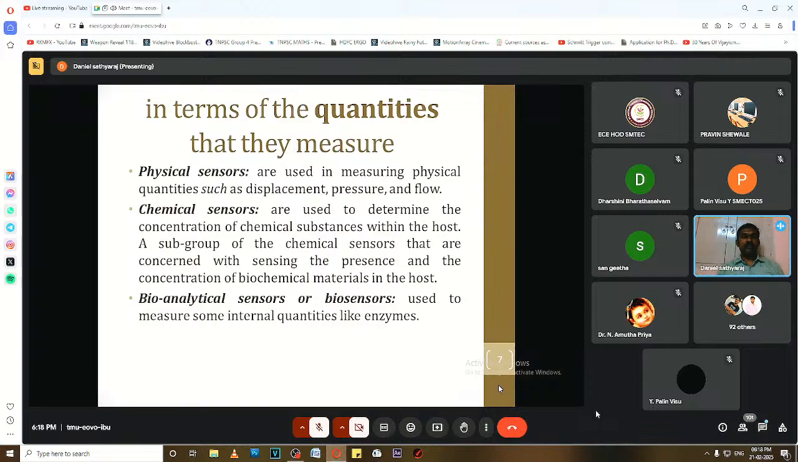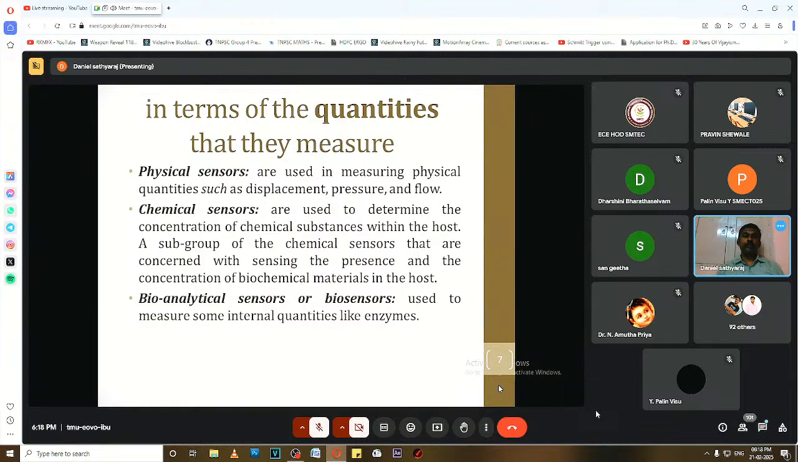It comes under the category of the physical sensors. The second category of sensors will come under the chemical sensors, and it is used to determine the concentration of any chemical substance. And another type of sensor will be the bioanalytical sensor or biosensor.